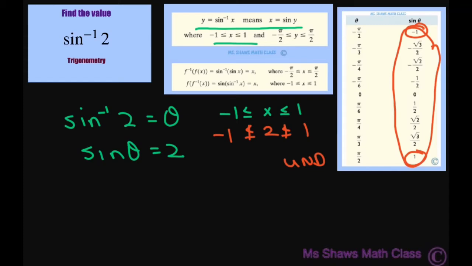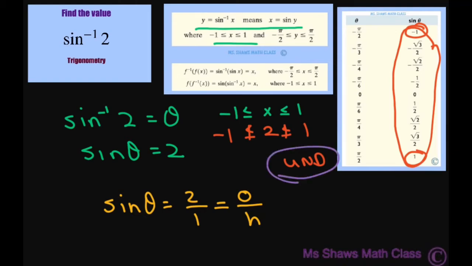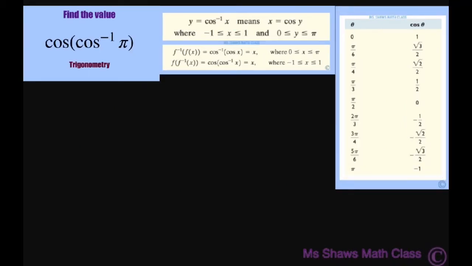And I think the best way to look at this is if you have sine of theta equals 2 divided by 1. Remember, this is your opposite over your hypotenuse. That means your opposite is larger than your hypotenuse, which doesn't make sense. So basically, it's undefined.